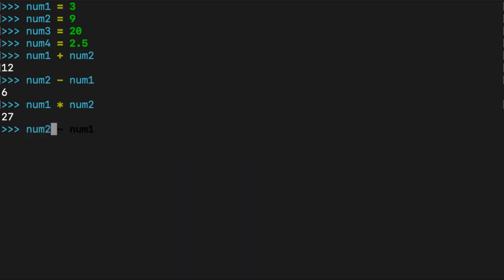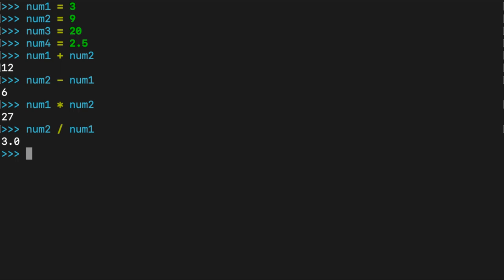So if I use num2, the division operator we use is the /. If I divide num2 by num1, 9 divided by 3, I'm going to get 3, but I get 3.0. So previously when I did the addition and the subtraction and the multiplication, I got integer values as my output. When I use a division operator, I get a float value as my output. So that's something to be aware of. The division operator will always produce a float value as your output.